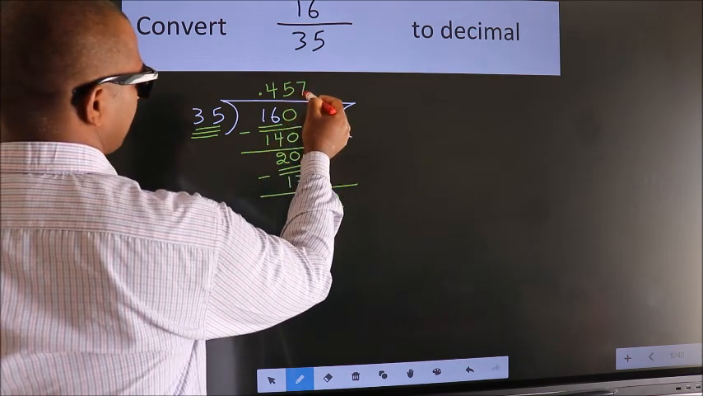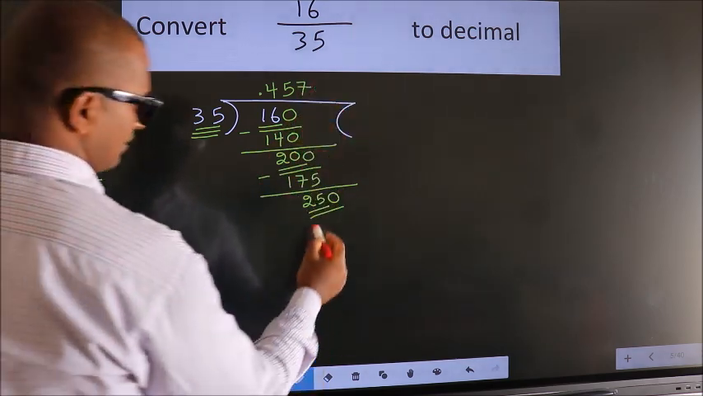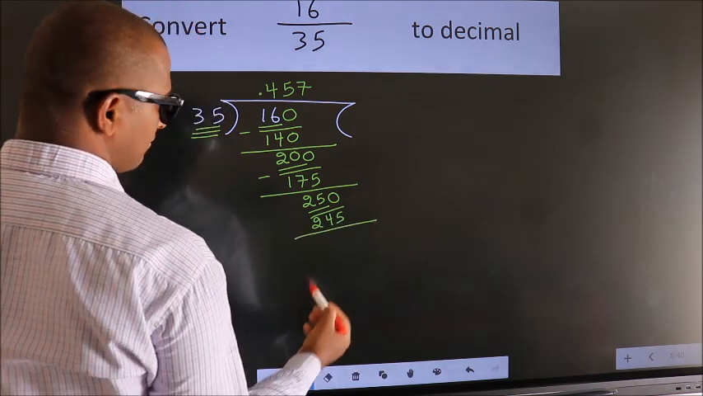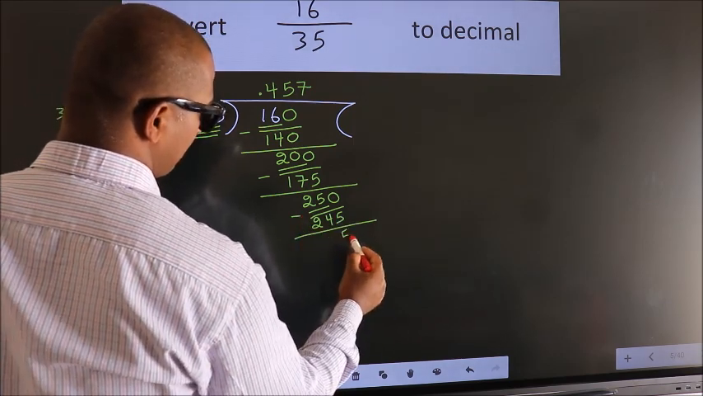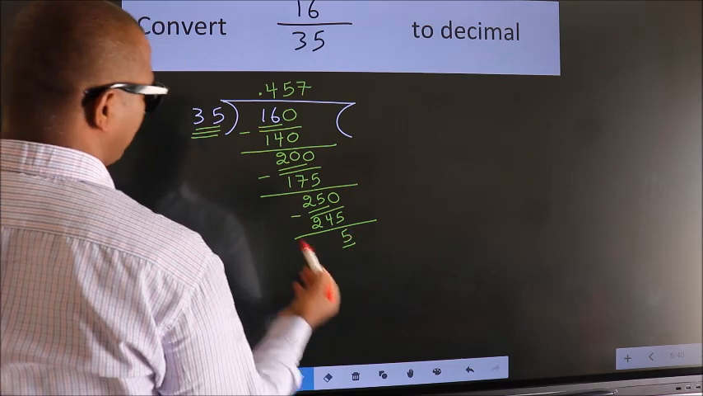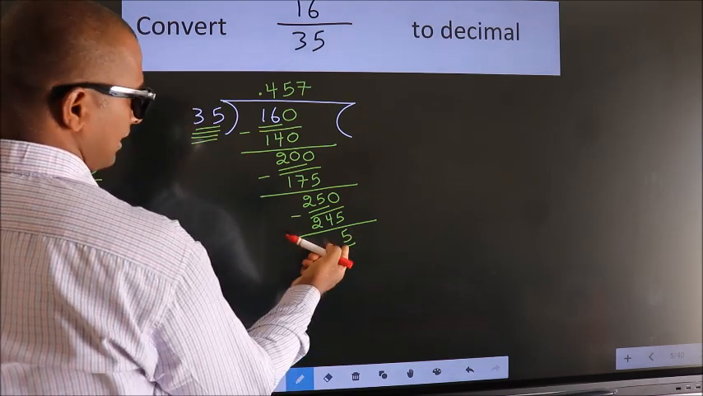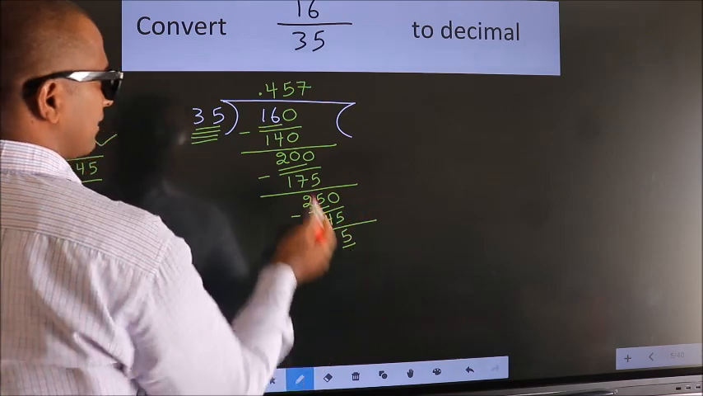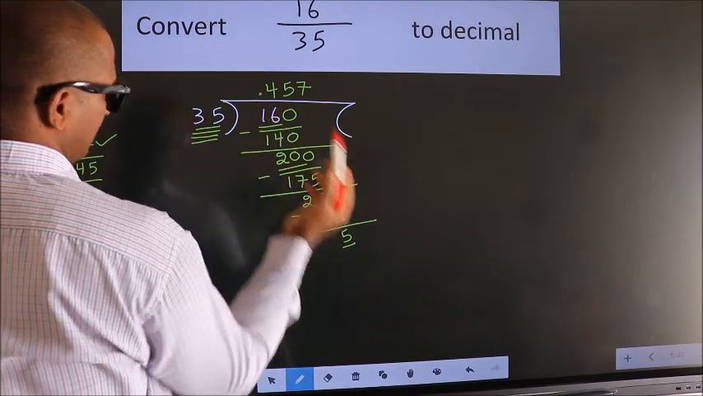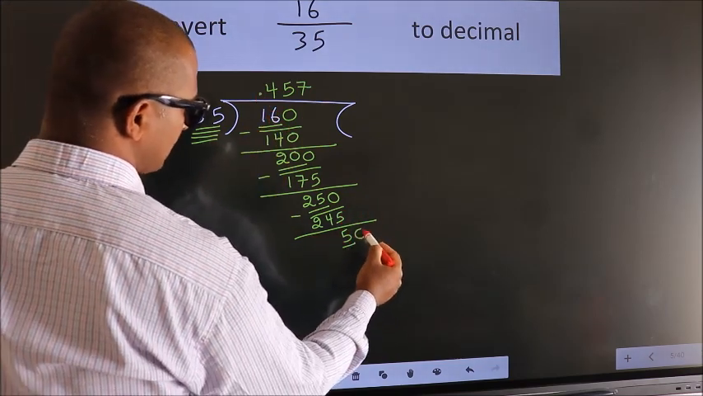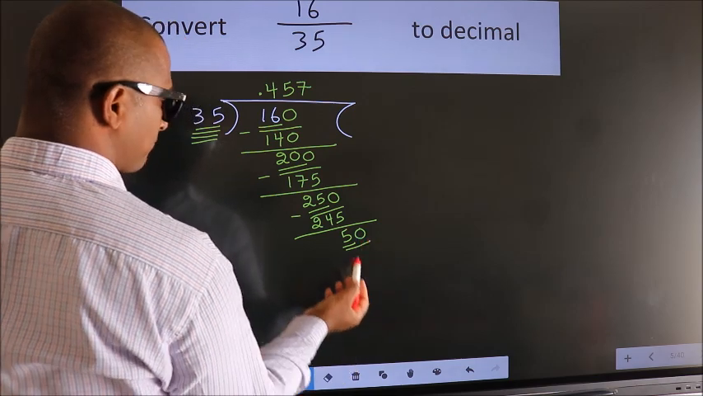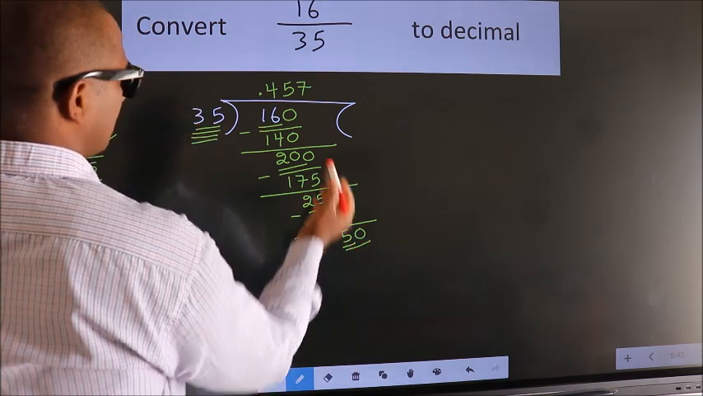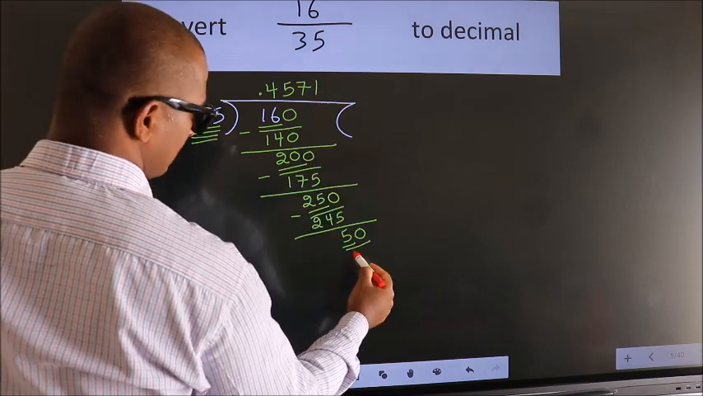So we should go with 7. So 35 7 times, 245. Now we subtract, we get 5. Here we have 5, here 35. 5 is smaller than 35, and we already have the decimal, so we can directly take 0. So 50. A number close to 50 in the 35 table is 35 ones, 35.